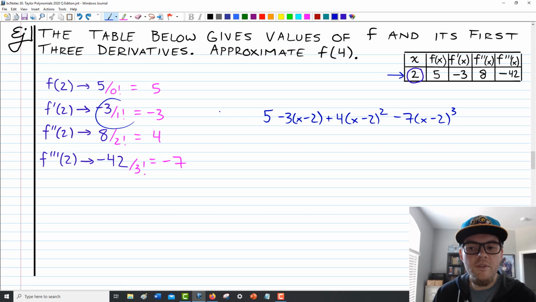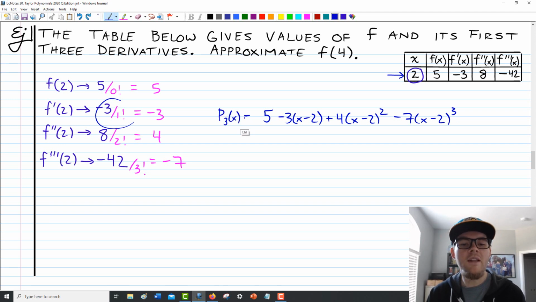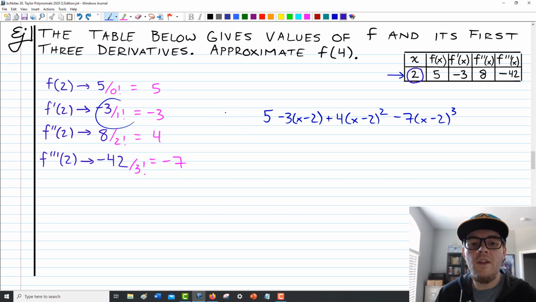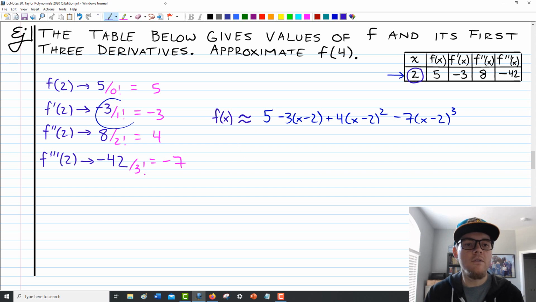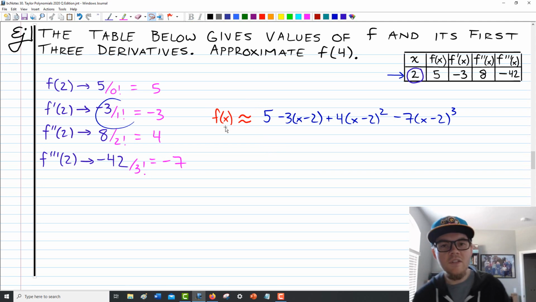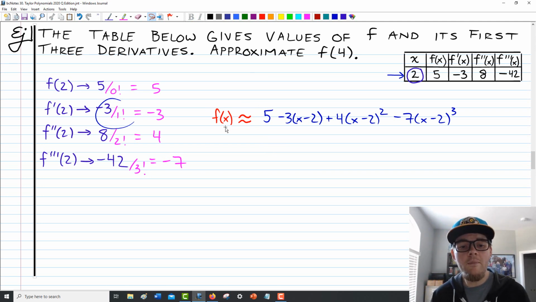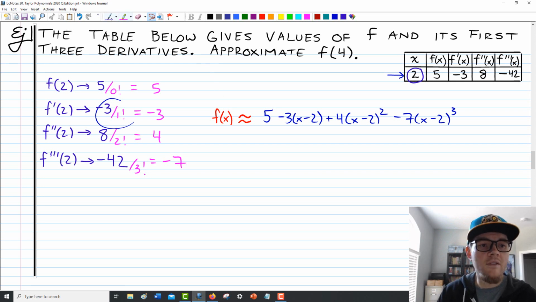Many people would say, well, what is this? This is p sub 3 of x. That's true, but I don't think that's a valuable way to look at it in this particular problem. Instead, I would encourage you to think of it this way. What we have is an approximation of this function f of x that we don't know very much about. We just know a few derivatives and a function value at a particular point. So that is our approximation of f of x. The reason I bring that up is we want to approximate f of 4.